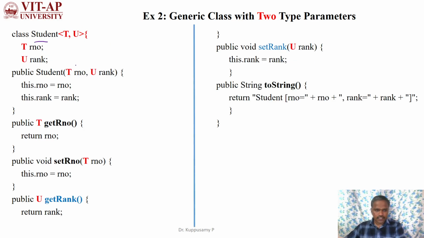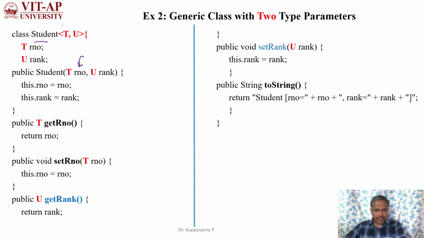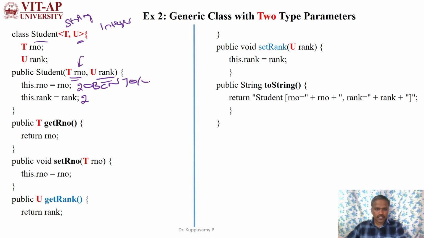The constructor which is receiving the roll number as a data type, here the string is given, so T is receiving string, right? Then U is receiving integer. So here the value of the roll number is a string value, the value of the rank is an integer value. We are assigning those values. As of this statement, 2 is the rank, here 20 bcn, and what is the value? 7010. Okay, this value is assigned here.